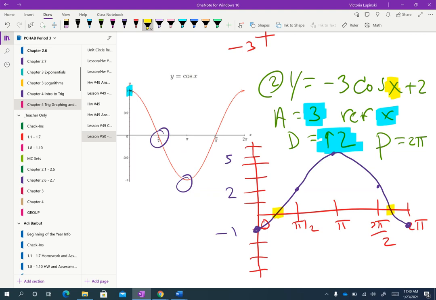So again, I showed you this one more as a matter of doing the algebra. I took every y value from the original. I multiplied it by -3. That took care of the amplitude change and the reflection. And then I added 2 to it.